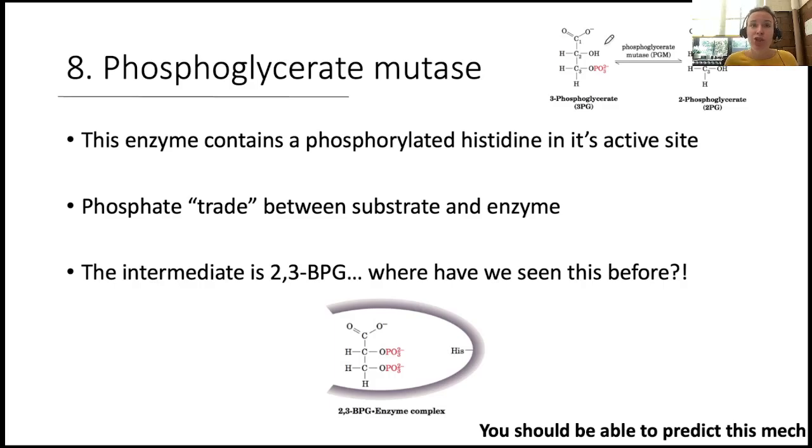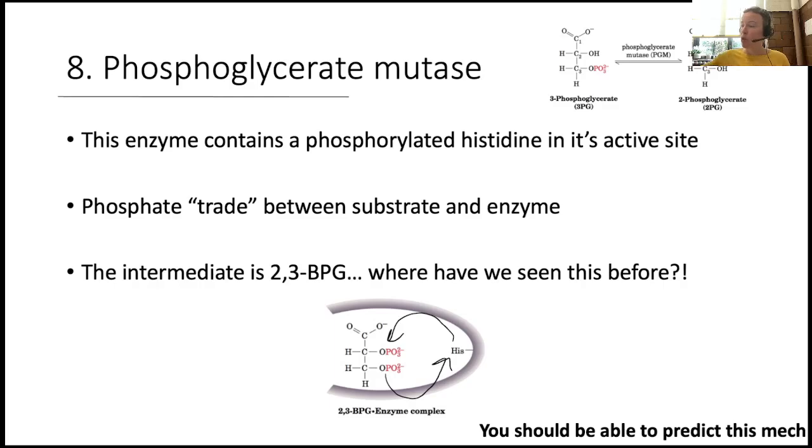Here is the intermediate shown to you on the slide, folks. So you can see how basically what was happening was this trade where a phosphate was given from the histidine to carbon number 2, and you can imagine now how the substrate will basically just give a phosphate back.